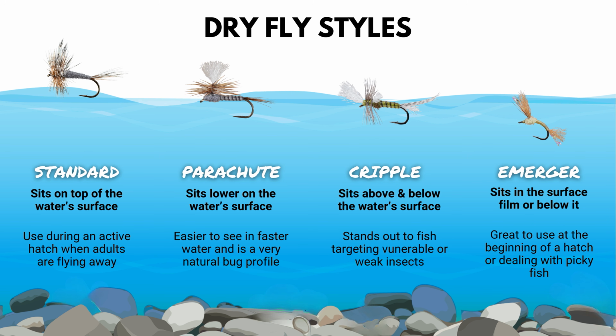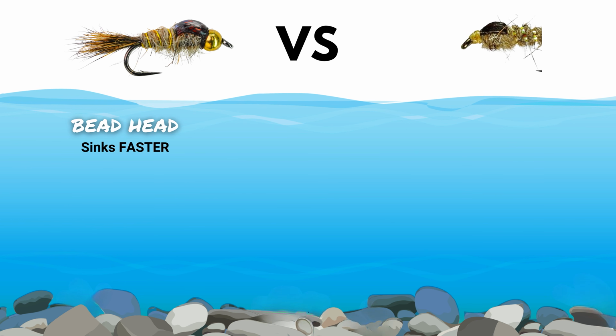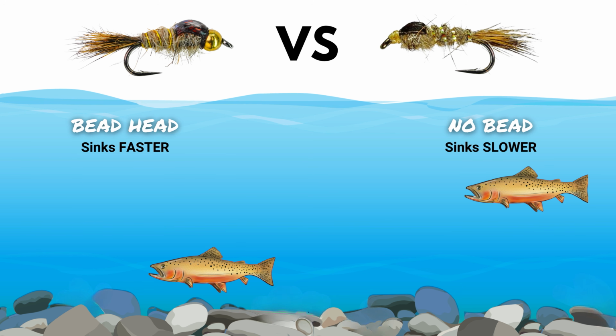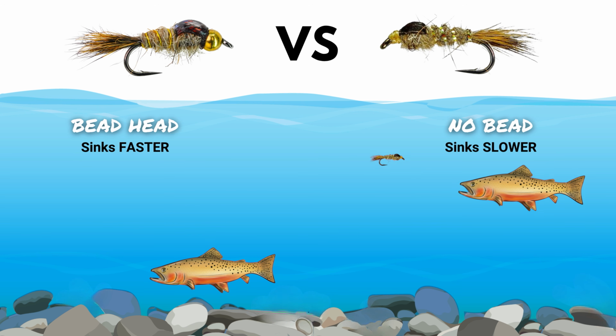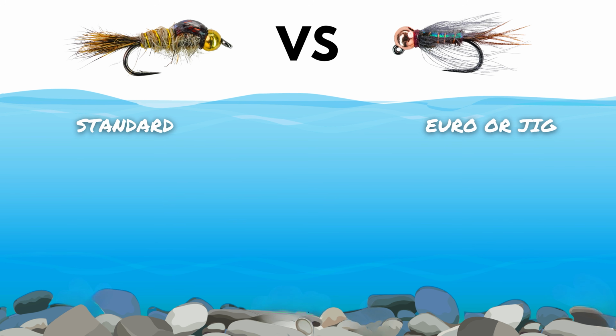But the confusion isn't just around dry flies. We've also got to talk about nymphs. Some nymphs have a bead and some don't. And this all depends on where you want your flies in the strike zone. If fish are closer to the bottom snacking on nymphs in faster water, you're going to need a faster sinking beadhead nymph to get it down. If fish are higher in the water column snacking on emergers, that would be a good time to use a nymph without a bead. And what about jig or Euro versus standard nymphs?